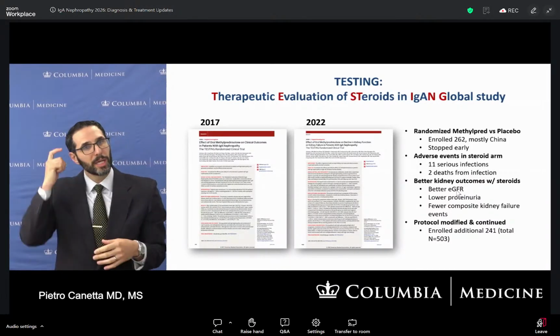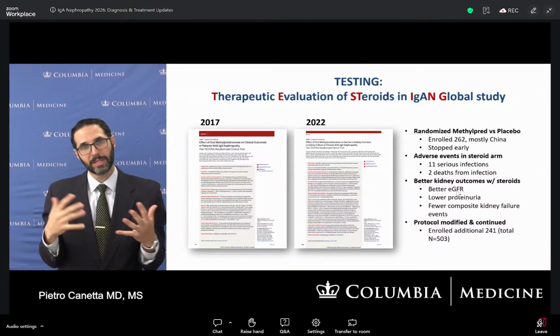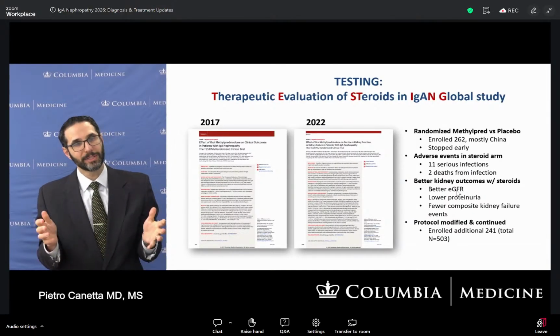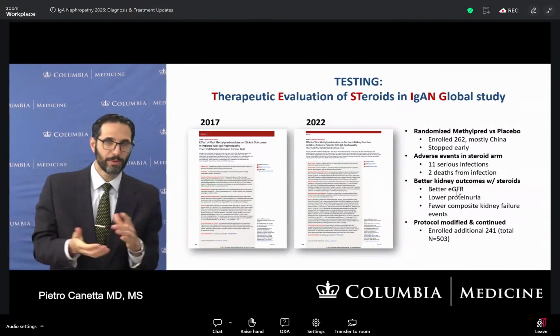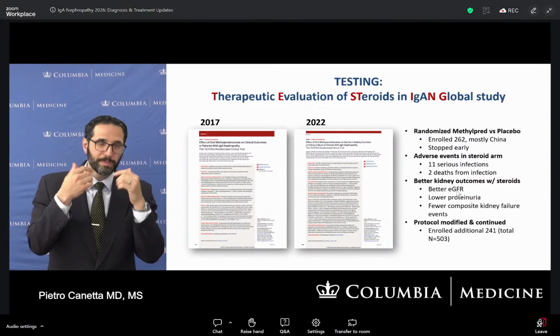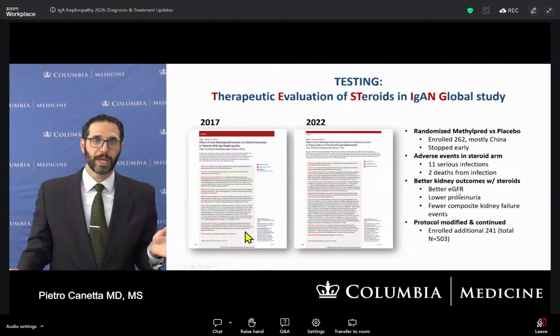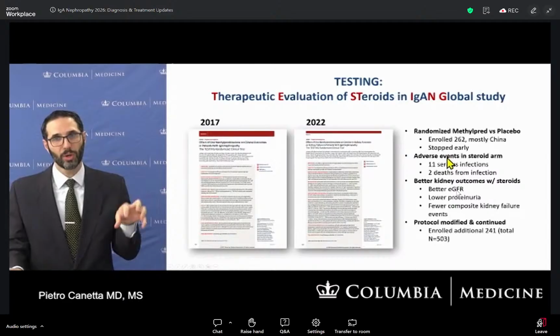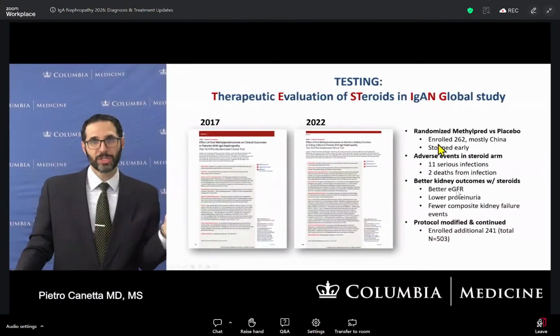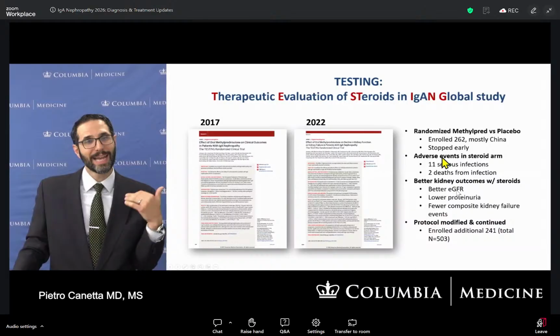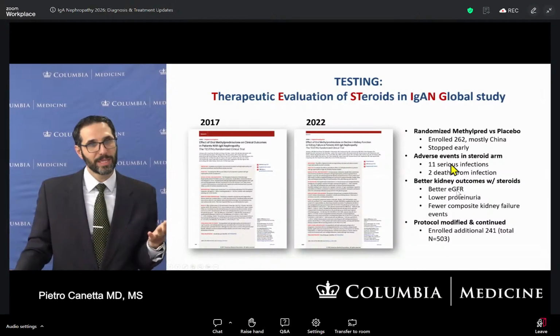This study was done as intended to be as clean as you could be, a randomized study of methylprednisolone to placebo, oral methylprednisolone, and it was published in two different manuscripts because when the study was started, they enrolled over 260 patients, which made it at the time the largest study in IgA nephropathy, but they had to stop it early because of adverse events in the steroid arm.